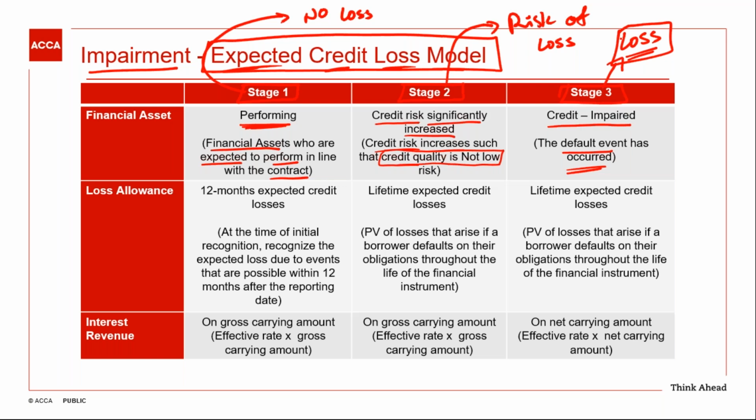But IFRS 9 requires us to record the provision even in the case of stage 1, where we are not expecting any loss, but still we should be recognizing a provision for that.